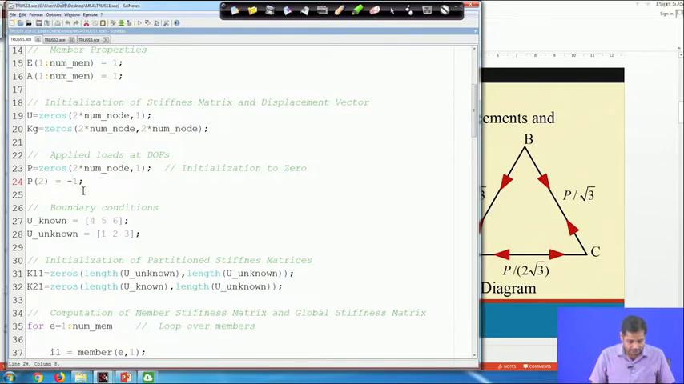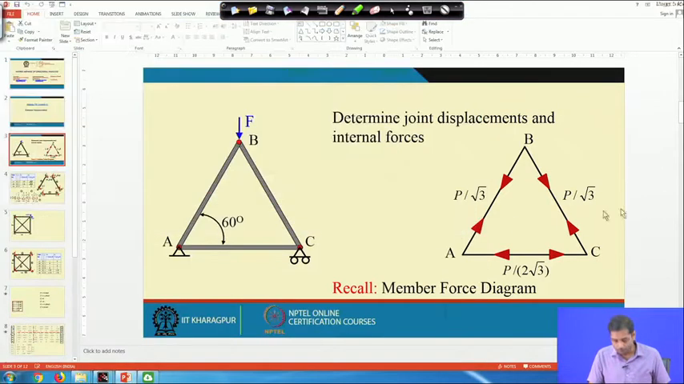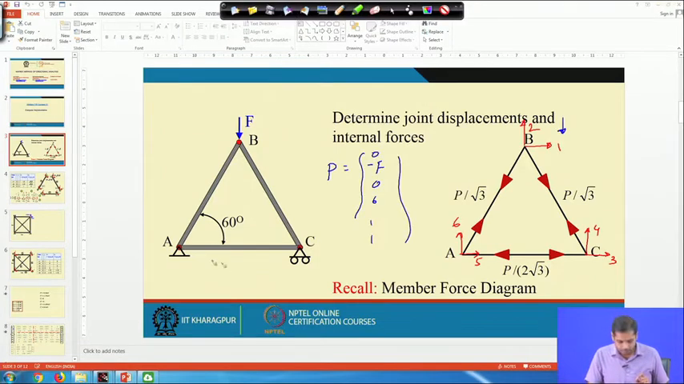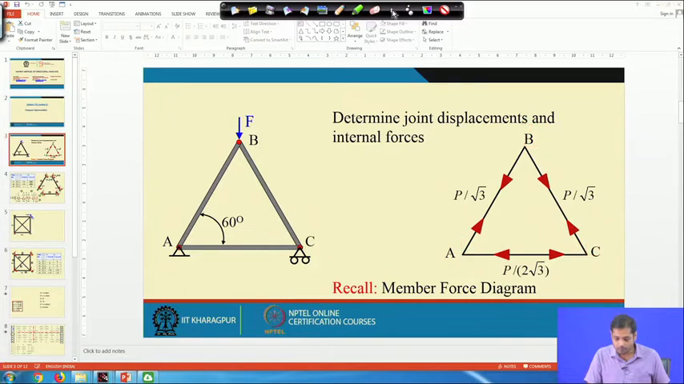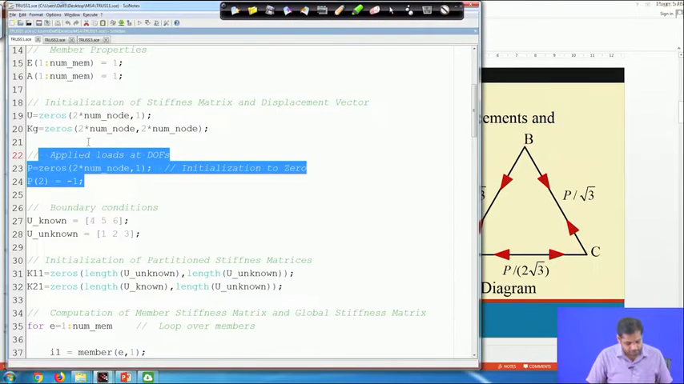Now, once this is done, then we have to give the boundary conditions. You see, this is a hinge support and this is a roller support. So, degrees of freedom 5 is constrained, 6 is constrained, and degrees of freedom 4 is constrained. So, we have constraints along degrees of freedom 4, 5 and 6, and the degrees of freedom which do not have a constraint are 3, 1 and 2.